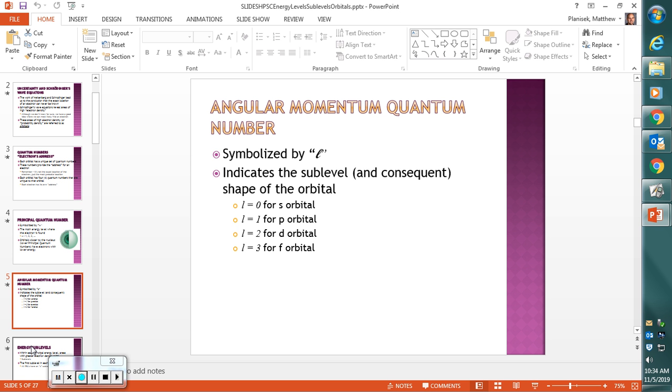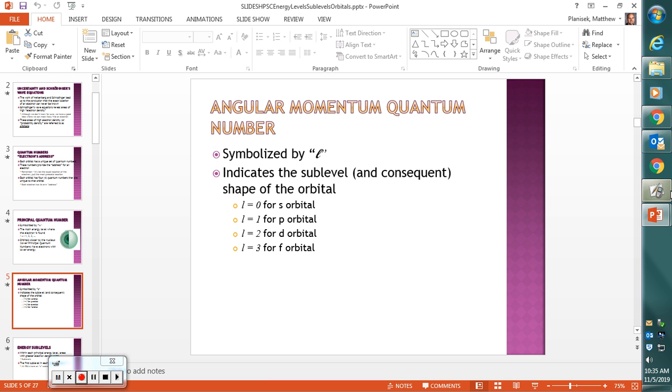Okay? And then we talked a little bit about d orbitals. We said d orbitals are kind of like our butterfly shapes, right? And f orbitals are just too crazy to really draw, so don't worry about those, okay? Good for starters, okay? All right.